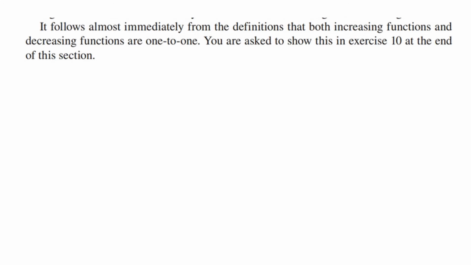Now, if something is a strictly increasing function or a strictly decreasing function, it has to be one-to-one because it's getting bigger all the time. So if f of x1 equals f of x2, then x1 has to equal x2. And in fact, that's a proof that you should be able to do. It does follow almost immediately from the definitions.